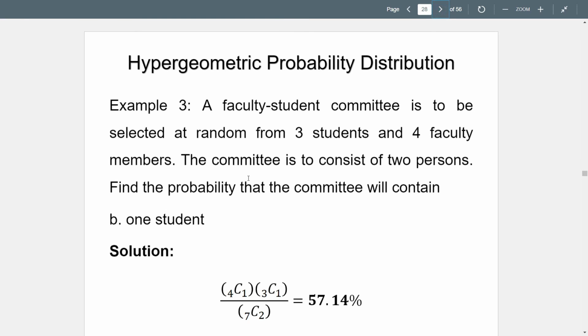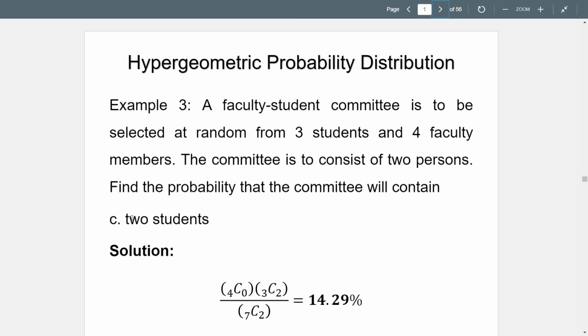Okay, and then continuation for problem 3, find the probability that the committee will contain 1 student. So we'll have 3C1 and 4C1. Then the total number of persons, faculty and students, is 7, and the selection will be 2, so 7C2. You'll have a 57.14% chance that the committee will contain 1 student.